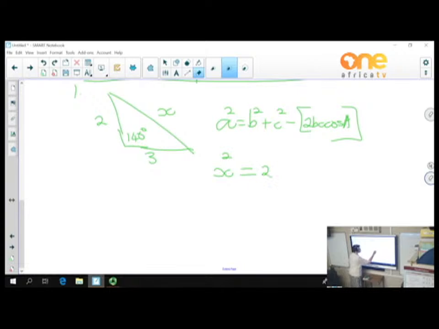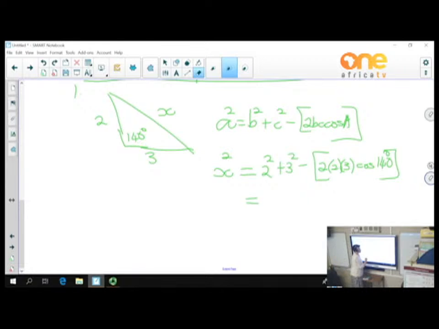So now it will be 2 squared plus 3 squared minus 2 times 3, and it is then cosine 140 degrees. Just wait, we're going to do it step by step. As I say, it counts 4 marks. Don't just write the answer, because if there's one mistake, you get no marks at all. The first method mark is for the substitution. So it is important in the first place that we substitute correctly.